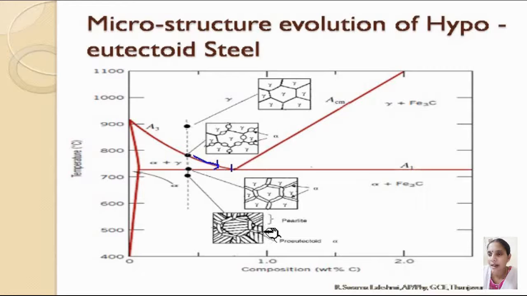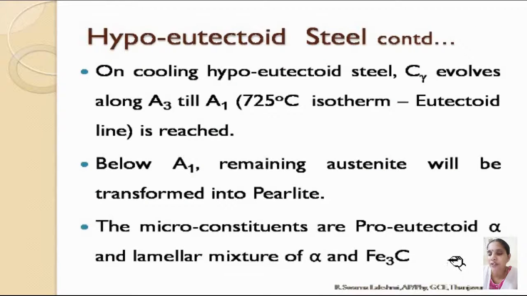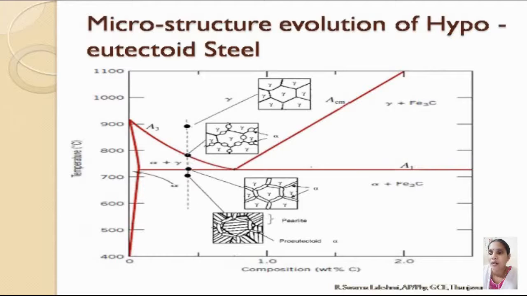You must understand and appreciate how this phase diagram helps us in understanding the microstructure that evolves while cooling a hypo-eutectoid steel. Microconstituents of a hypo-eutectoid steel are a combination of pro-eutectoid alpha and pearlite. Pearlite is nothing but a lamellar mixture of alpha and cementite. Hope you understand this phase diagram and the dynamics of how the microconstituents are pearlite and pro-eutectoid alpha.